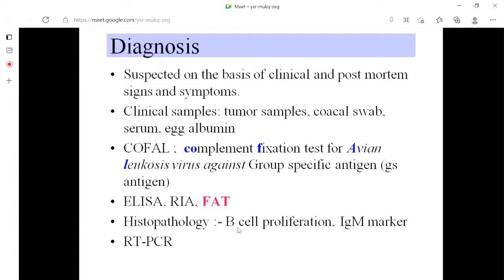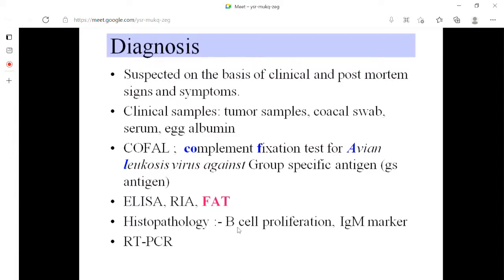Okay, so there is one test called the COFAL test. It is a complement fixation test for avian leukosis. For quite a long period, people performed this test. But as you know, the complement fixation test is laborious and a lot of standardization is needed. Nowadays, we do not perform it for disease diagnosis. Alternatively, we have other good tests like FAT, the fluorescent antibody test. We can take an impression smear of these tumors and stain with the specific antibody, and the infected cells can be detected by fluorescence.